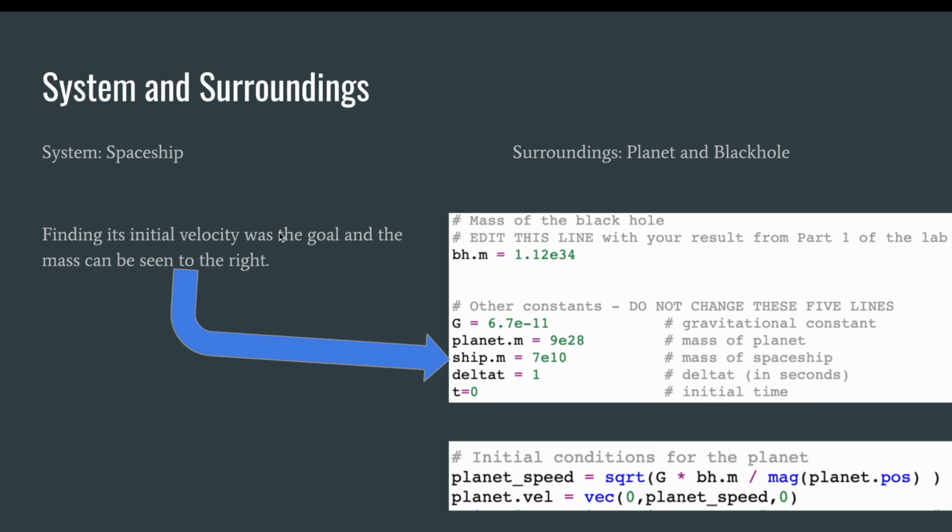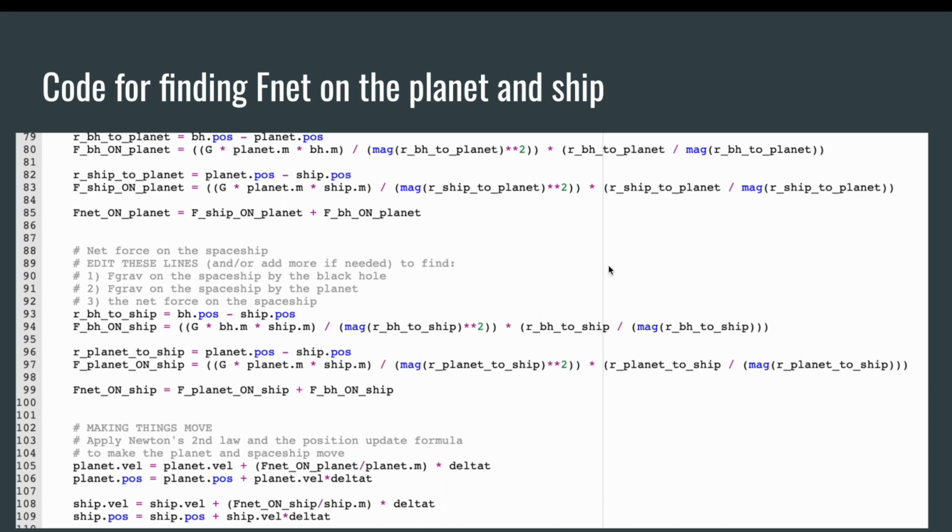Okay, so the next part of the lab was to find the spaceship's velocity, and so the system you can see is the spaceship, and the initial velocity is what we were trying to find, and the mass is right here, and then the surroundings are the planet and the black hole, which you can see the properties of below. The code for finding the Fnet on the planet and the ship is seen below, where the Fnet planet is here, and that's the ship being held down by the planet's gravity. And then you can see the pull that the black hole has on the ship.